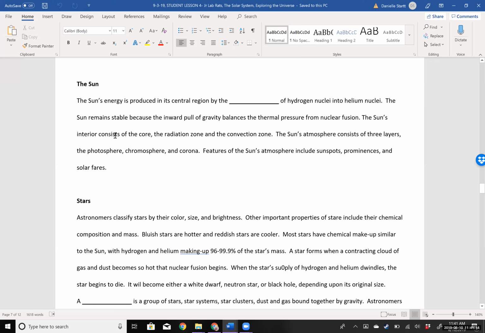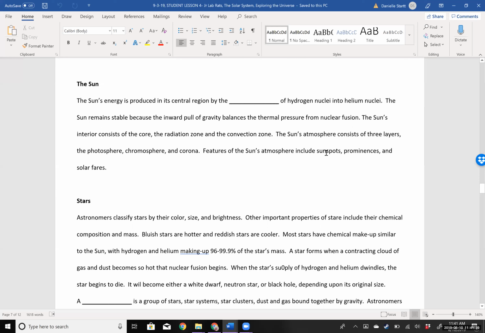The sun's interior consists of the core, the radiation zone, and the convection zone. The sun's atmosphere consists of 3 layers: the photosphere, the chromosphere, and the corona.